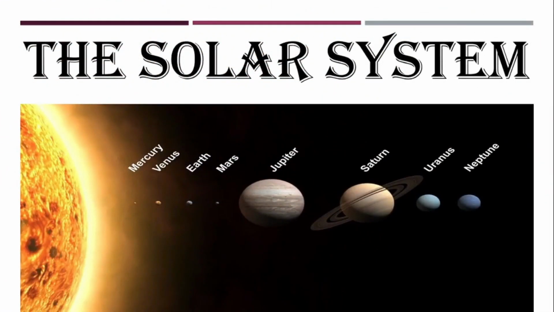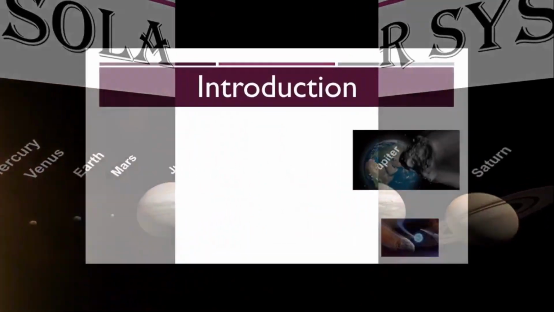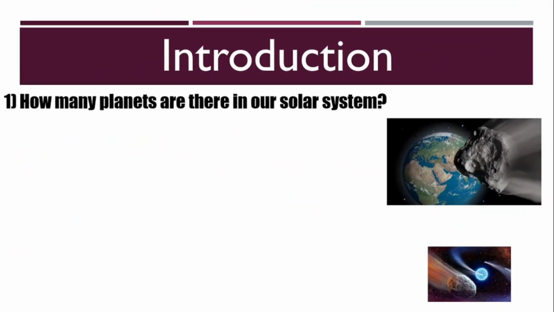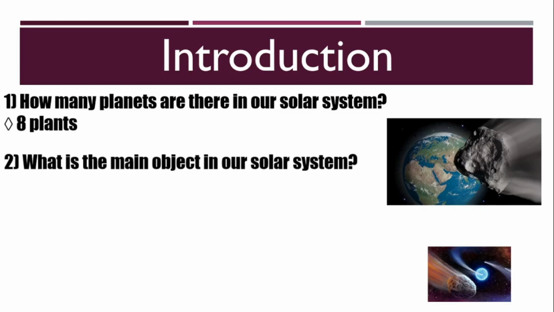The Solar System, Unit 1, Grade 8. Introduction. The first question, how many planets are there in our solar system? There are 8 planets in our solar system. The second question, what is the main object in our solar system? The main object in our solar system is the Sun.